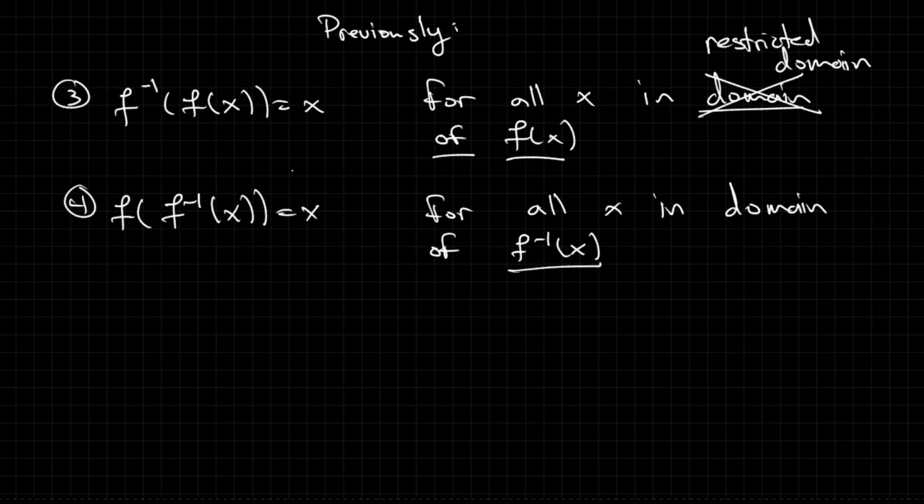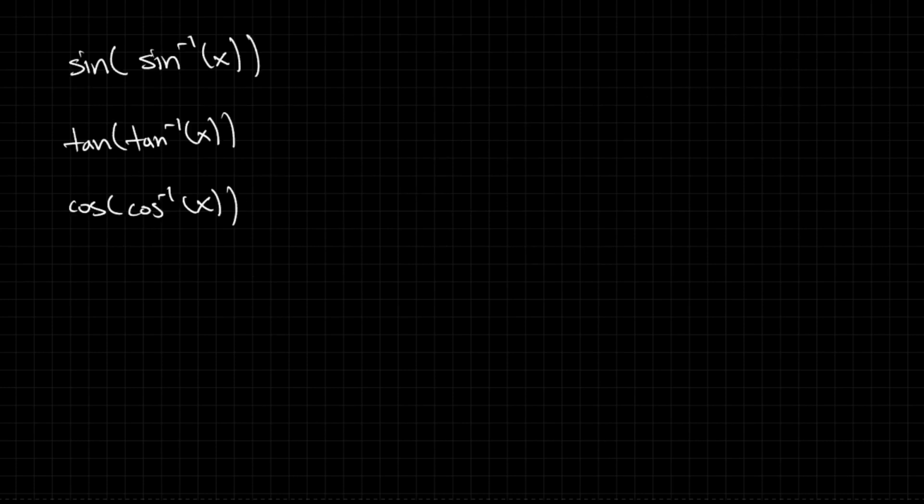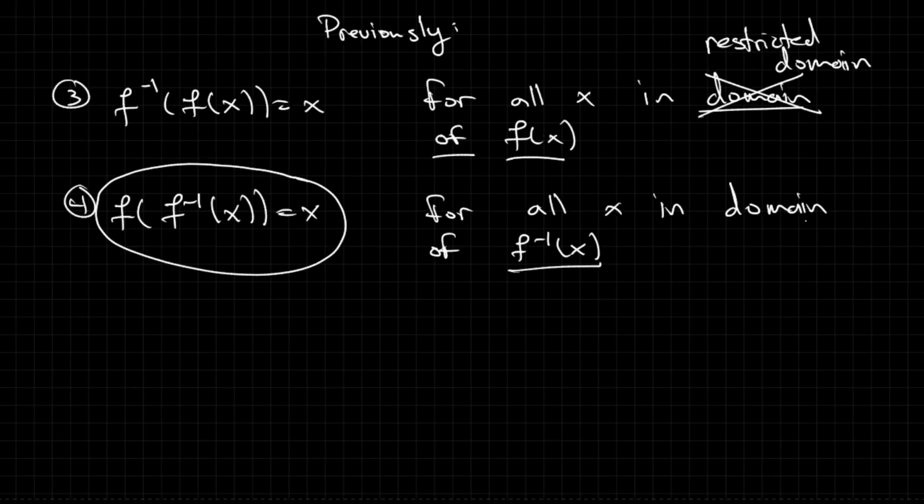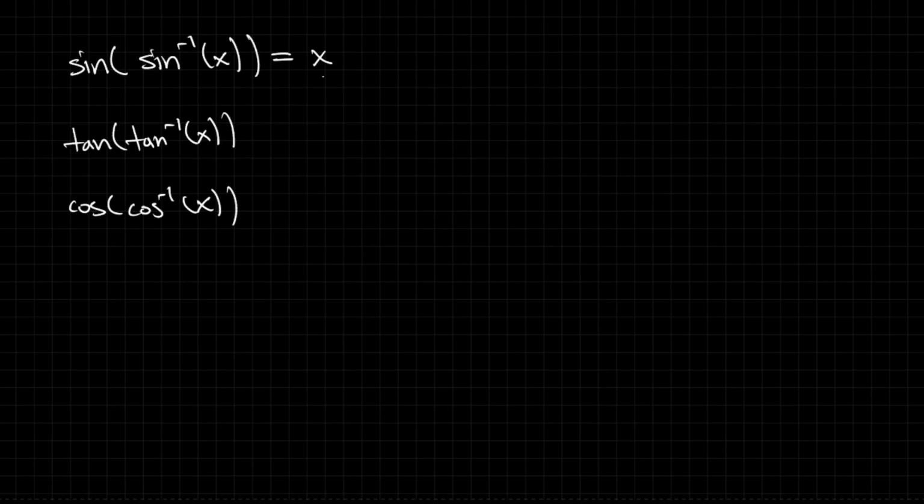And I'm actually going to start with the type of composition that looks like what I have in this fact 4 here. So we're going to say what is sine of sine inverse of x, tan of tan inverse of x, and cosine of cosine inverse of x. Let's start with the first one. This is going to be equal to x, and let's look back at our fact here, for all x in the domain of the inverse function. That is, sine of sine inverse of x will be x whenever this input is in the domain of the inverse function. So you have to ask yourself, what is the domain of the inverse function?